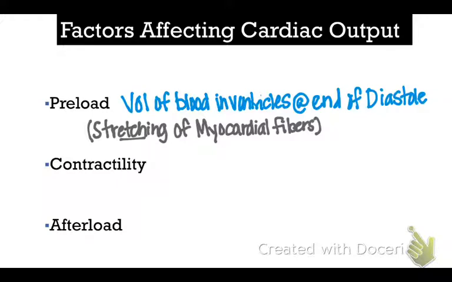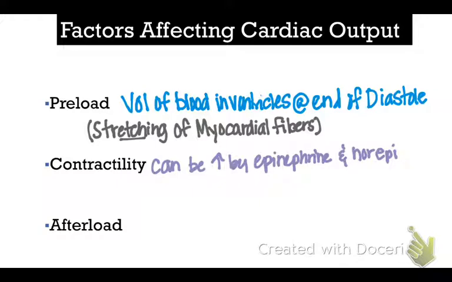And we're going to talk more about that, but I just want you to have an overview of it. And then contractility is just how fast your heart contracts, right? And that can be increased by epinephrine and norepinephrine. Think about the sympathetic nervous system. When it kicks in and your heart rate's going fast, your heart's contracting faster.